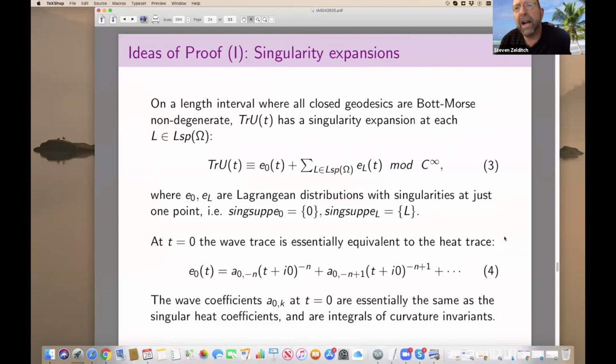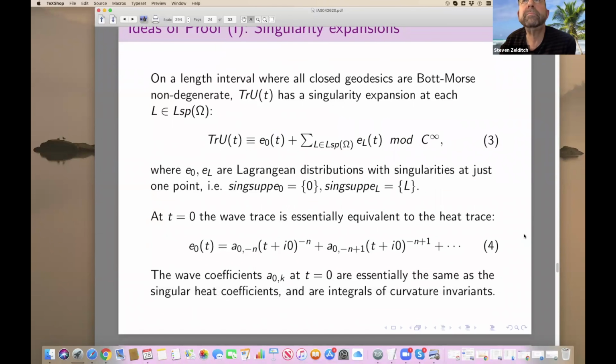So this is kind of a review of the wave trace, the Poisson formula. You have singularity expansions for the trace of the wave group, right? You have one for t equals 0, and you have one for every length in the length spectrum. This is called the Poisson formula. At t equals 0, we basically have the same singularities as the heat trace that the Marcottes used. So you have an infinite number of these singularities, and you can hear all of them. That's sort of known, that you can hear every coefficient of the wave trace at t equals 0, or the heat trace. And these are integrals of curvature invariants. Okay, so I think this is more like review for most people.